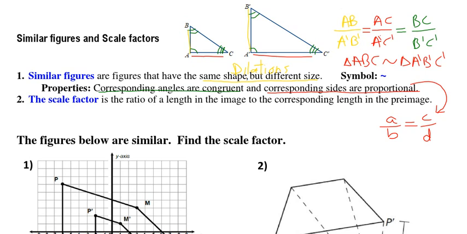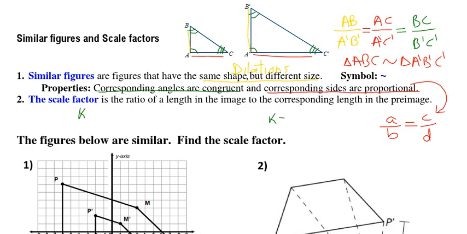Number two, the scale factor is the ratio of a length in the image to the corresponding length in the preimage. Scale factors are what are used in dilations in order to create the new figure, the image. So we used scale factors before. The scale factor is usually represented with the letter K, but this is just a letter, a variable, so any other letter could actually be used to represent the scale factor. So I'm going to use K.